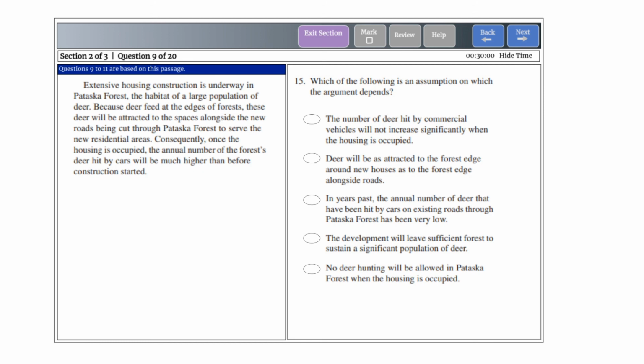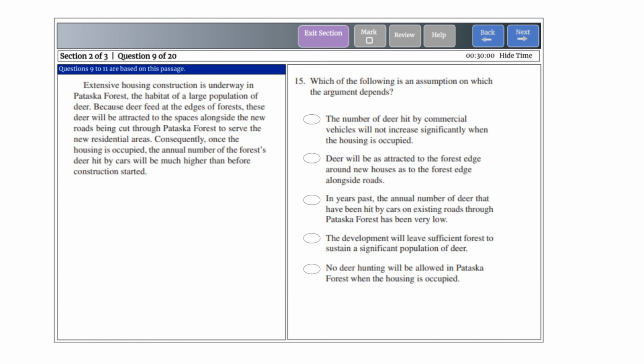And another wrong one would be C. It says in years past, the annual number of deer that have been hit on these roads has been very low. So again, that might seem good, like it'd be nice to know that, but the argument doesn't depend on that, right? Whether the level of deer being hit has been low or high or in the middle, it can still be much higher than before, right? The author's argument is just that the number of deer hit is going to be much higher than before. That doesn't mean it had to be low before. It can be high and then get much higher, right? So that one's not going to work either.